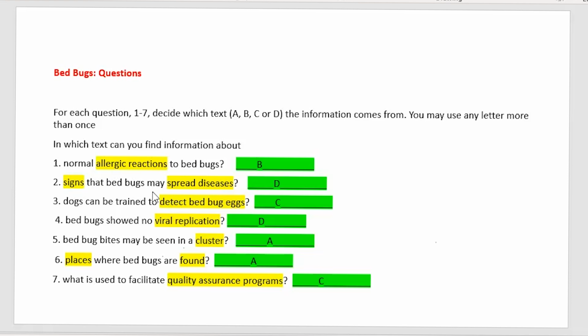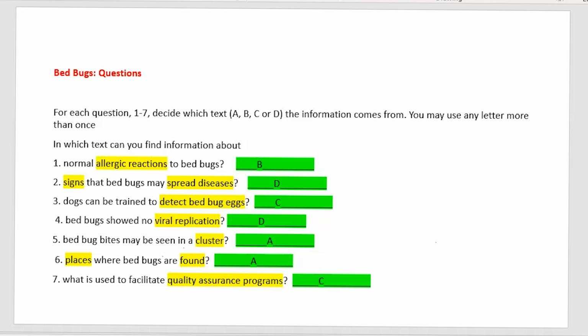Signs that bedbugs may spread diseases. Regarding the keywords taken, they are signs and spread diseases. In which text is it mainly mentioned about the diseases? It is mentioned in text D, bedbugs as vectors of human disease. So we can put the answer as text D. And you can see the diseases mentioned: yellow fever, tuberculosis, relapsing fever.